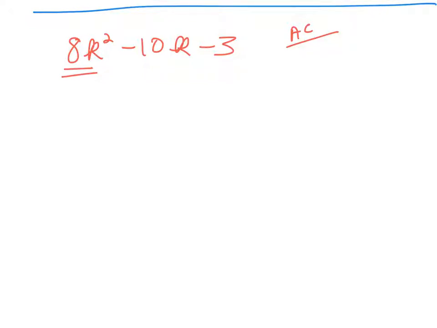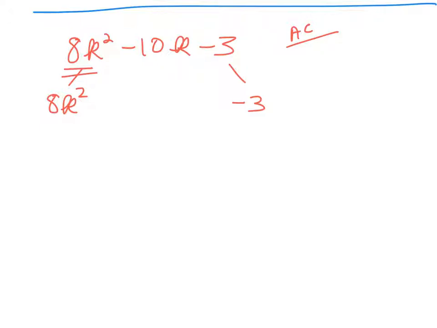So what does that mean? It means we're going to leave 8k squared alone. We're going to leave negative 3 alone. Those two are going to stay the same, but we're going to rewrite negative 10k. But we've got to figure out how we're going to rewrite it, and that's where the AC part comes in.